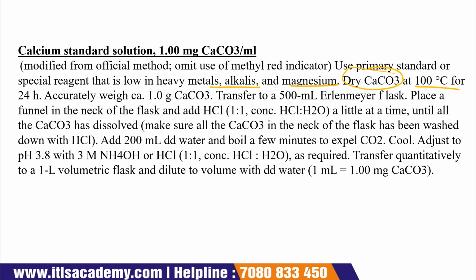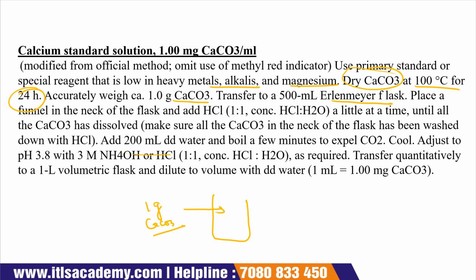We dry this CaCO3 at 100 degrees Celsius for 24 hours. Then after that we take 1 gram from it. Suppose that this is your Erlenmeyer flask of 500 ml. Now after drying the CaCO3, we transfer 1 gram of CaCO3 into the 500 ml Erlenmeyer flask.